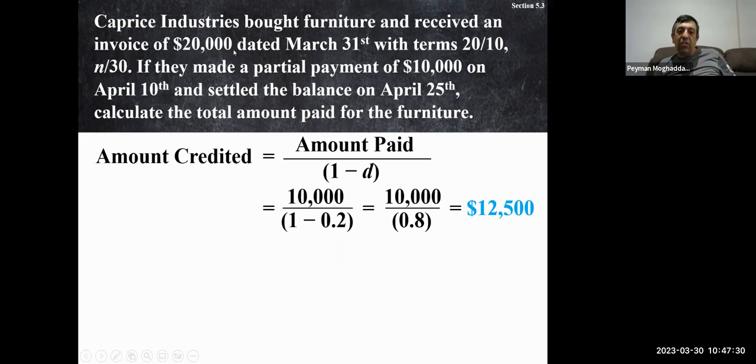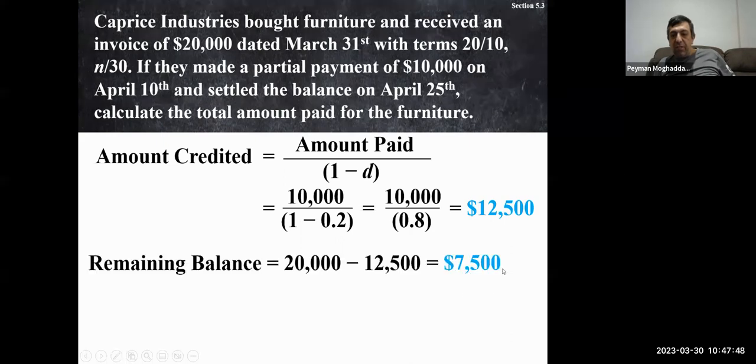So how much is left to pay? You settle the balance on April 25th, and on April 25th you basically don't get any discount. So we have to pay the remainder on April 25th. It's going to be 7,500 on April 25th, which is basically the no discount period.